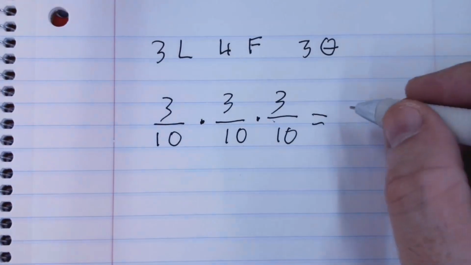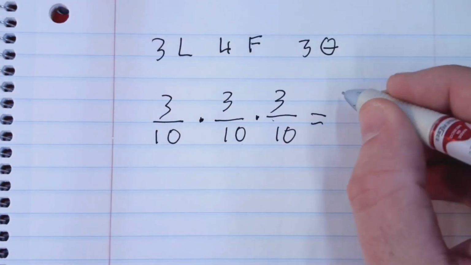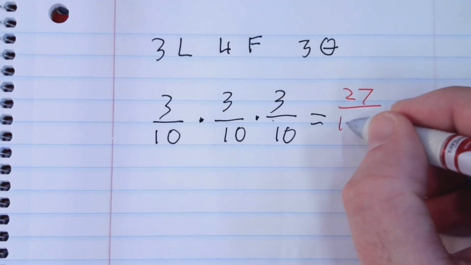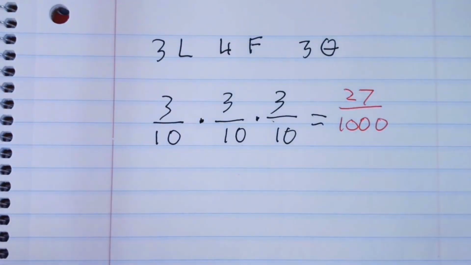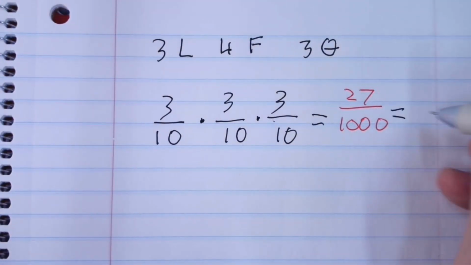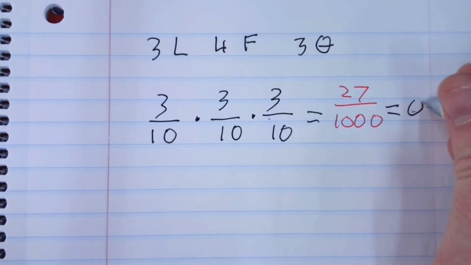I think we're getting what? 27 over what? 1,000. Yep. 27 over 1,000. And so, what is that going to be in decimal form? And let's go ahead and do it to 3 decimal places this time, just because we're going to have things like this. 0.27, I'm sorry, 0.027, right?